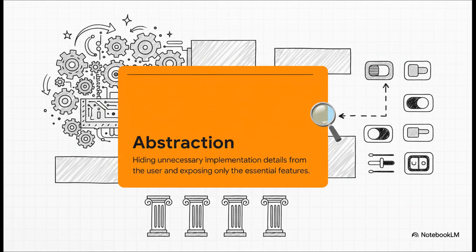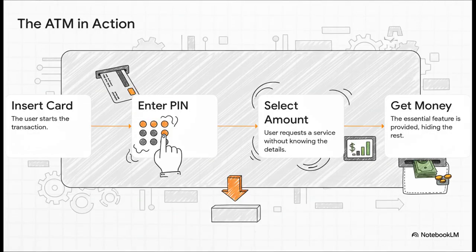I love this one. You can think of it as the need-to-know principle. It's all about hiding the complexity. We show the user only the essential features they need, while all the complicated machinery just does its thing, completely hidden from view. And a real-world ATM is the absolute perfect example of abstraction in action.